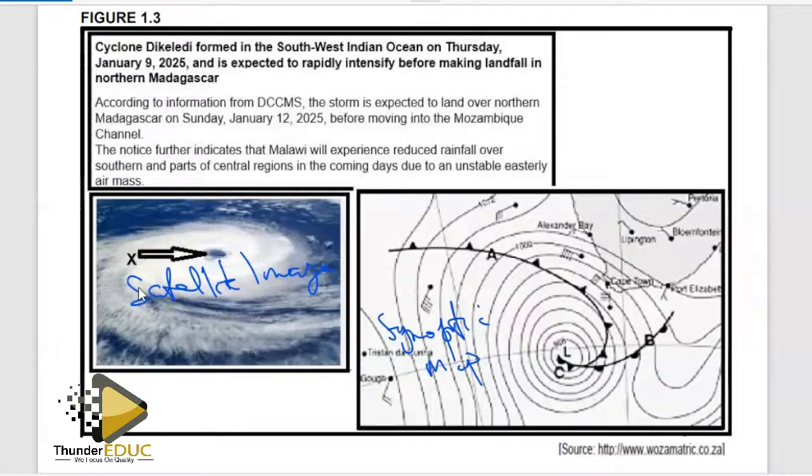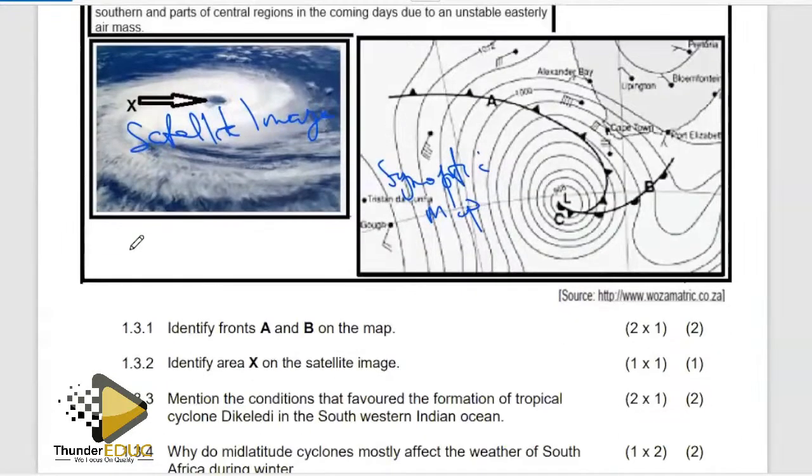According to information from DCCMS, the storm is expected to land over northern Madagascar on Sunday, January 12, 2025, before moving into the Mozambique Channel. The notice further indicates that Malawi will experience reduced rainfall over southern parts of central regions in the coming days due to an unstable easterly hemisphere. Right, that is our infographic. We should be able to interpret the text, the satellite image, and also the synoptic map of the same weather system, our tropical cyclone. Right. Let's go to the questions.